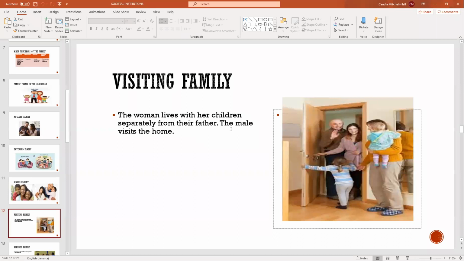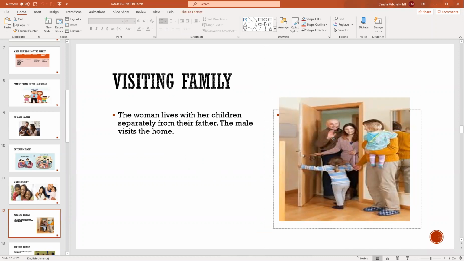The woman lives with her children separately from their father. So the woman and the father, they are still together. They are not separated. He helps with the bills. They're having sexual relations. But every time it comes at a particular time of the day, he's going to go to his home. Visiting, the father comes and visits. In fact, he could get all his meals at the home, but he doesn't live under the same roof as the woman. The woman and the children live together. And so this is what we consider to be the visiting family.